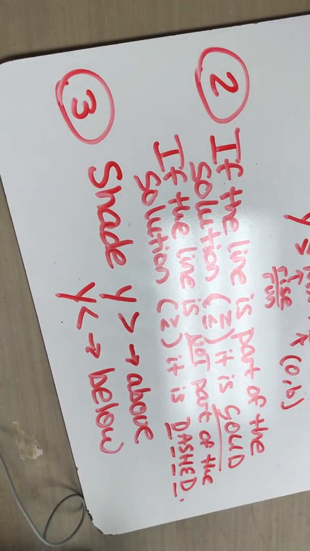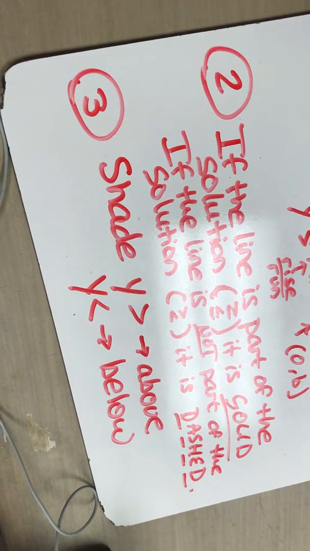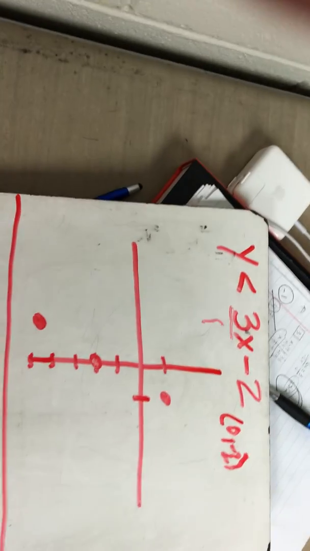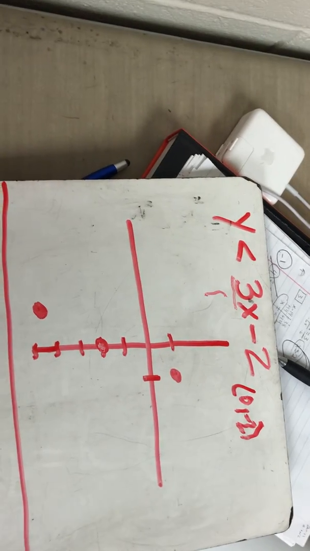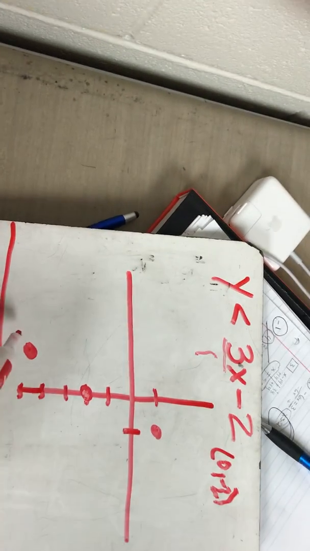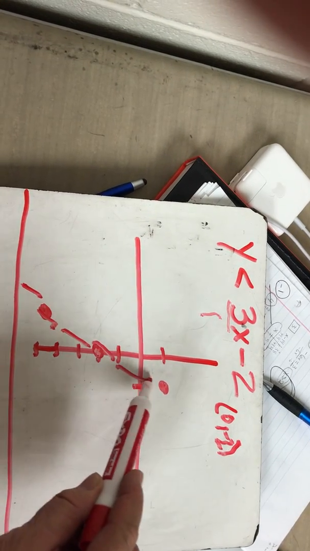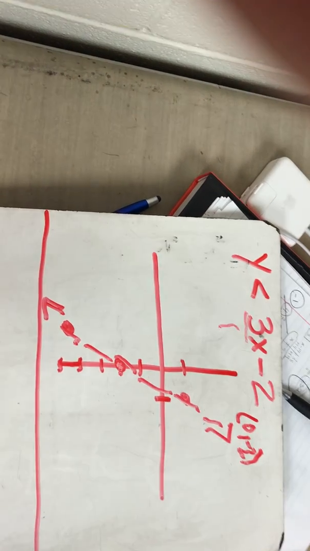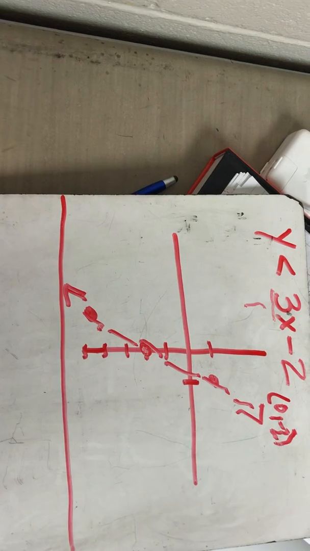Now I have to do step 2. If the line is part of the solution, it's going to be solid. If the line is not part of the solution, it's going to be dashed. This line is simply less than, so it's going to be dashed. This line itself that I'm drawing, 3x minus 2, is not part of the solution. So I just make a dashed line.